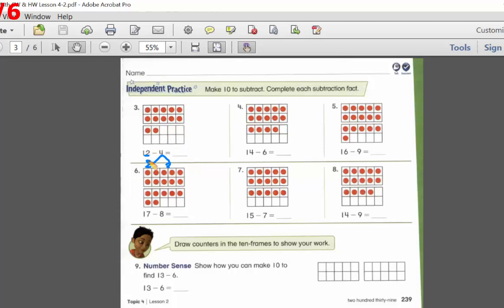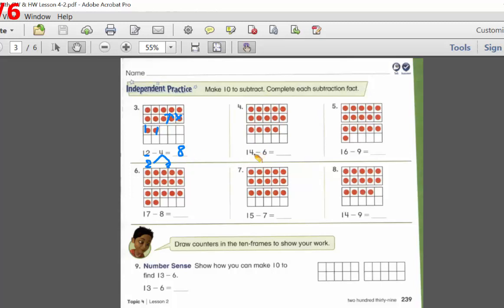So first I will cross 2 because I want to make 10. Then I will cross 2 more because we take away 4 in all. So 2 more. How many left? Count how many left. Yes, you are right. 8 left.